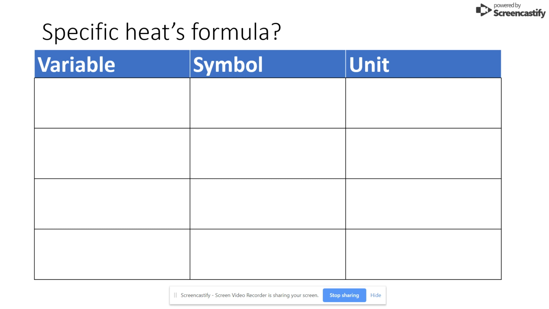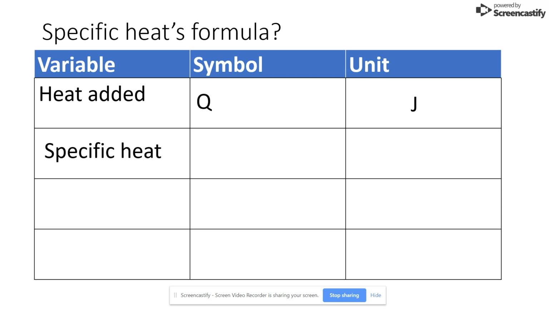In this video, we're going to look at the formula for specific heat. So our first variable is the quantity of heat being added. Since this is a quantity, the symbol for this is Q. And since this is heat that we are talking about, our unit is going to be joules, which is represented with the letter J.